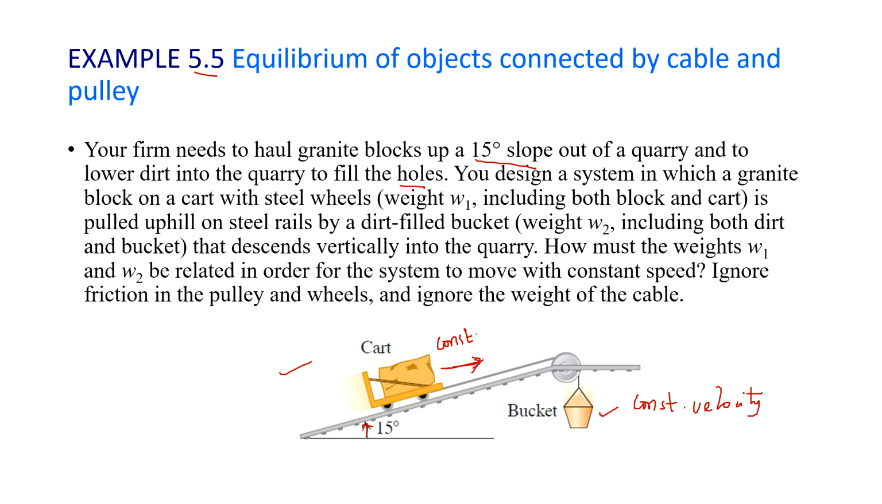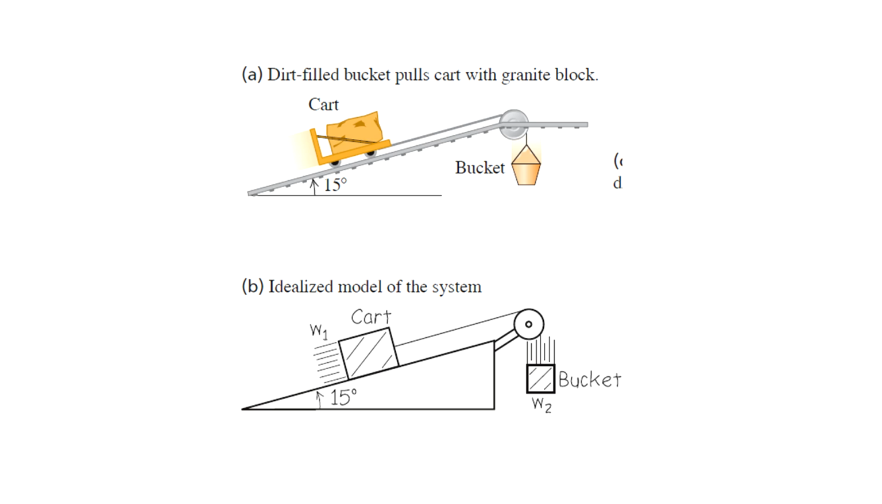So can you try to draw the free body diagrams in this scenario? This is a simple illustration of the problem. You can see the weights are marked correctly, the angle is drawn, the cart is shown as a block and the bucket is shown as another block. So there are two bodies involved, so you will have to draw two free body diagrams.